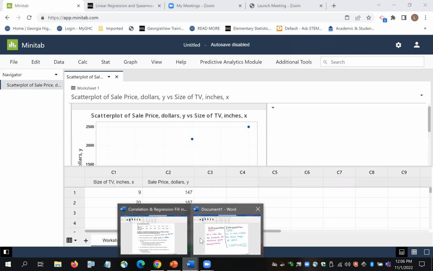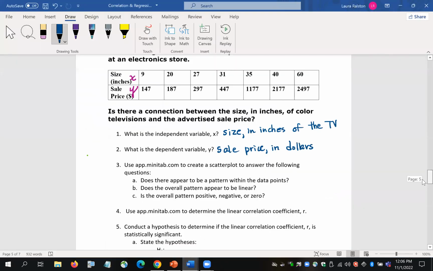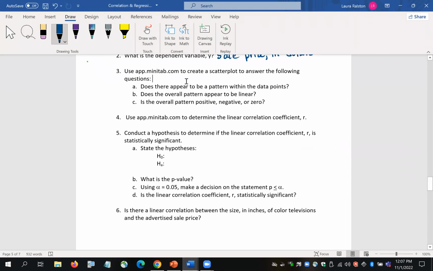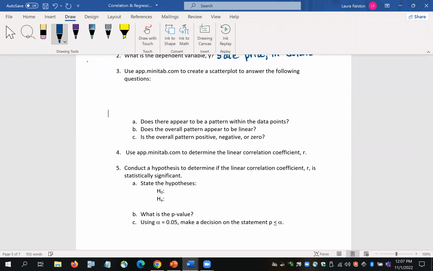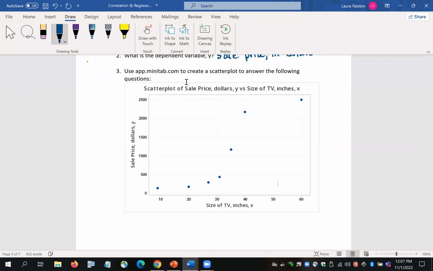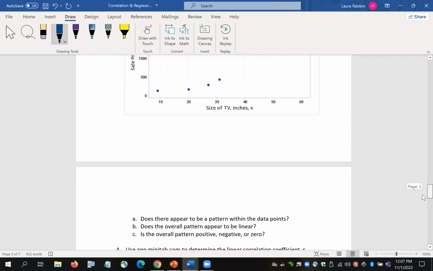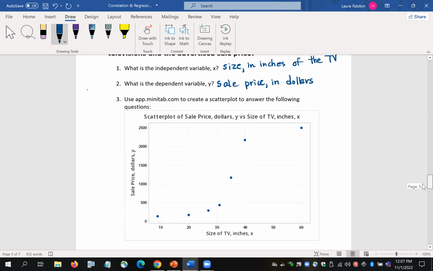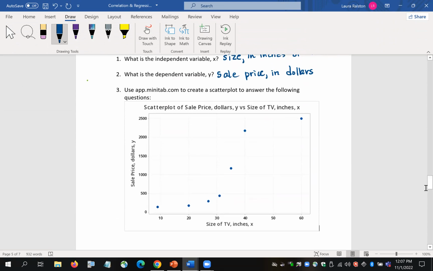So let me bring it over here to the paper. Okay, so here's our scatter plot of the size of the TV to the sale price. And we're going to ask ourselves 3 questions. First question, does there appear to be a pattern in the dots? What do you guys think?